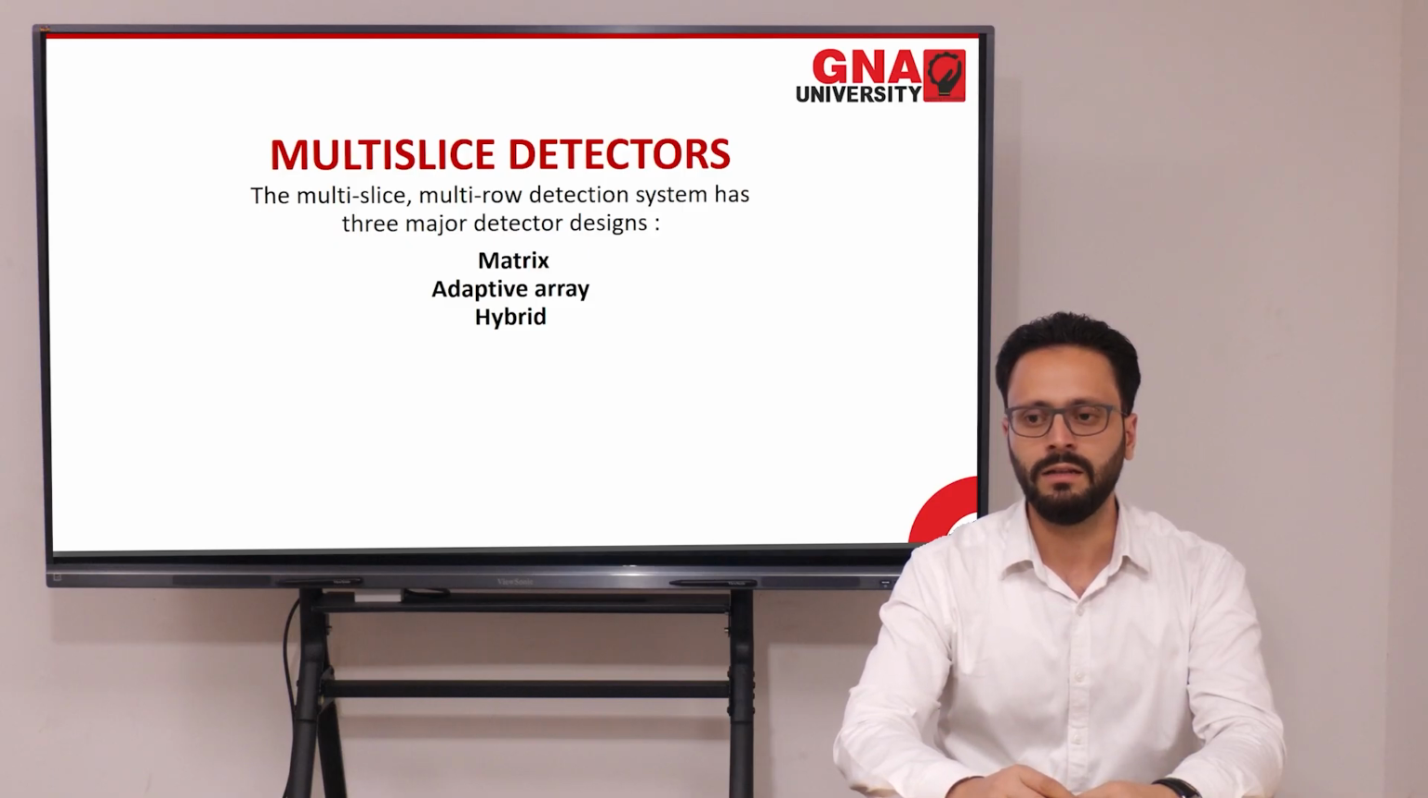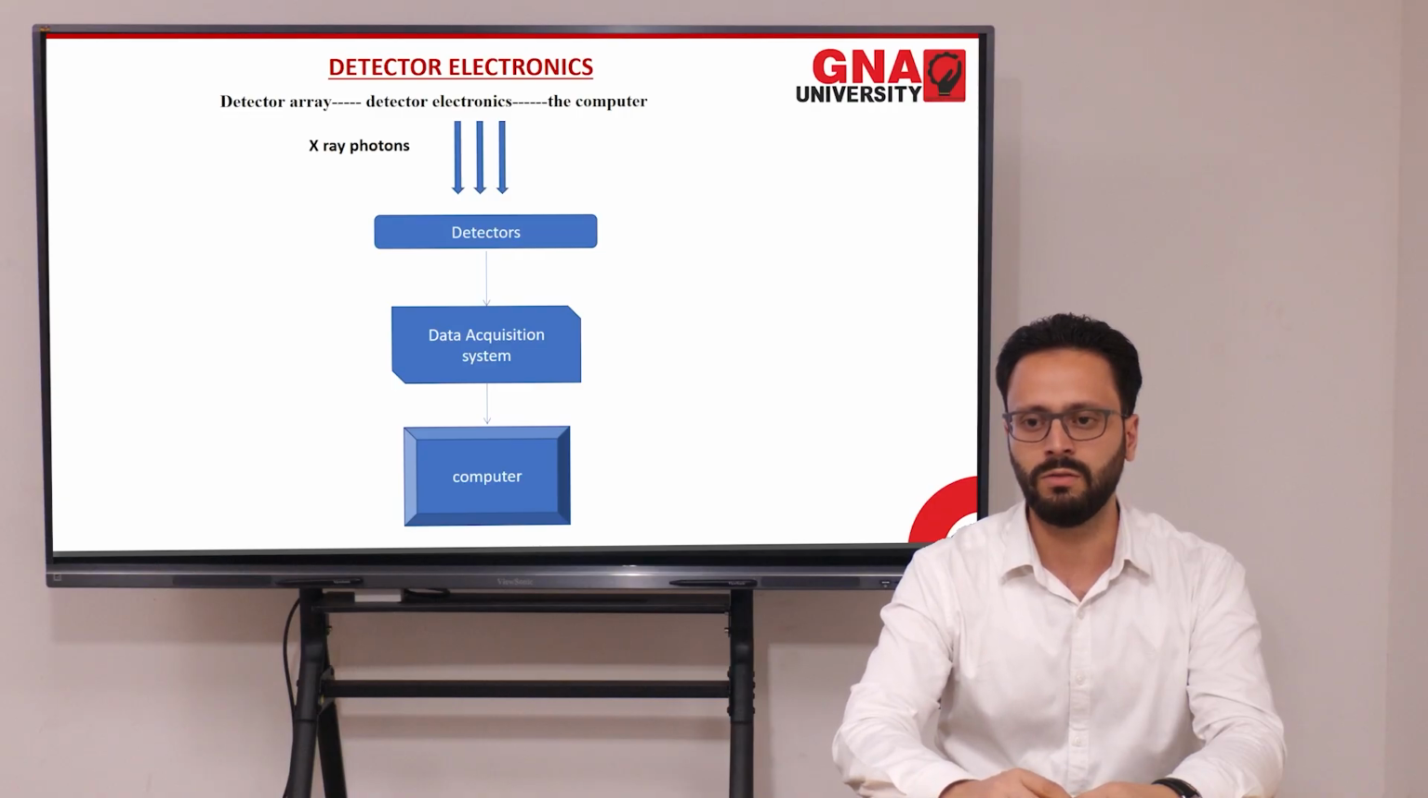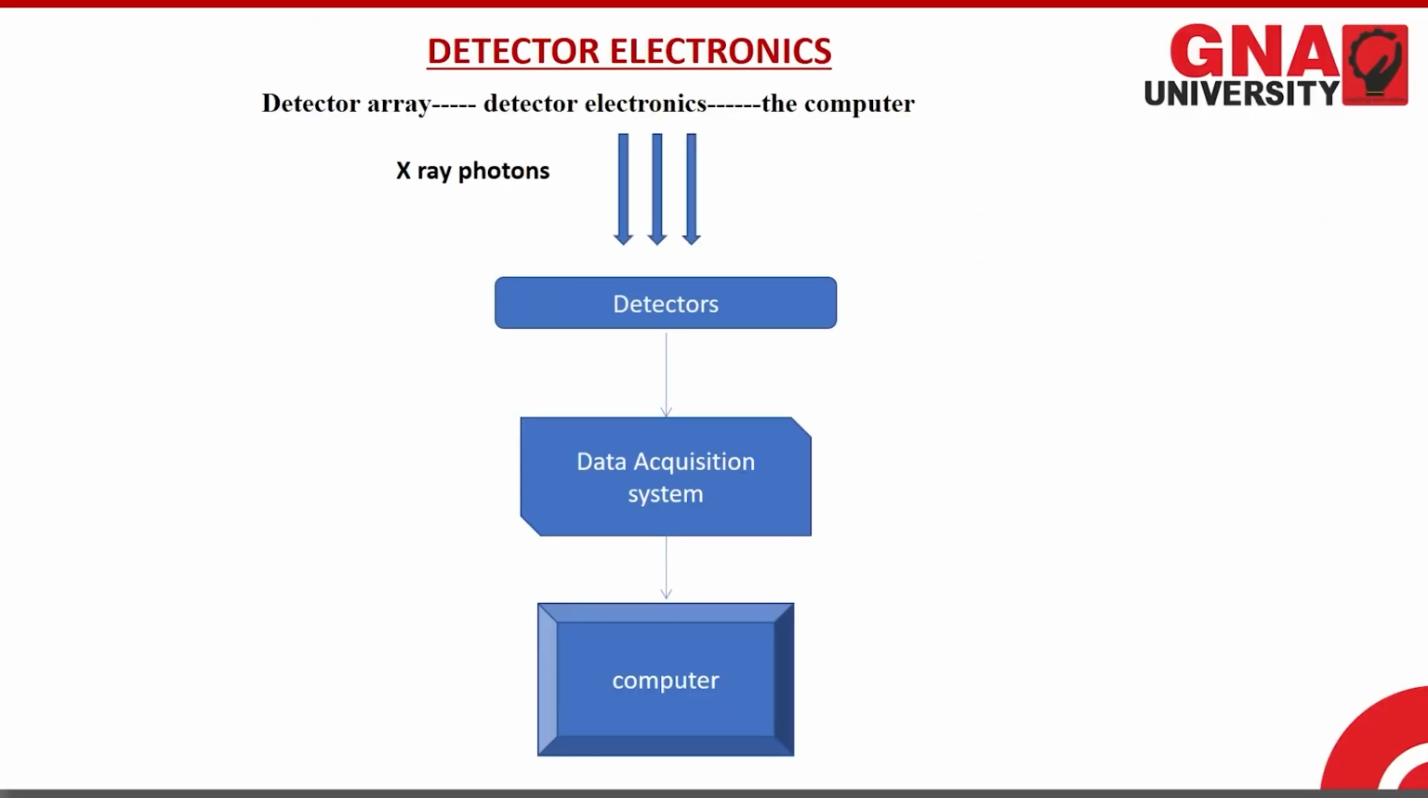In multi-slice CT machines, the detectors are placed in three different designs. One is known as matrix, the second is known as adaptive array, and the third is known as hybrid. Now, once the detector measures a transmitted photon, the detector electronics will convert that analog signal into a digital signal, and that will be forwarded to a computer for further processing.